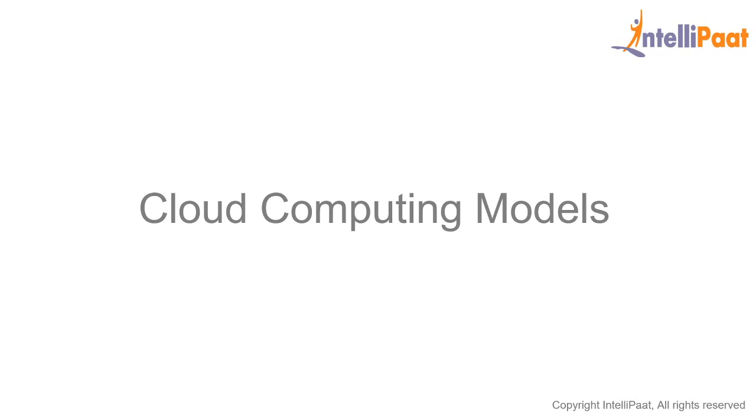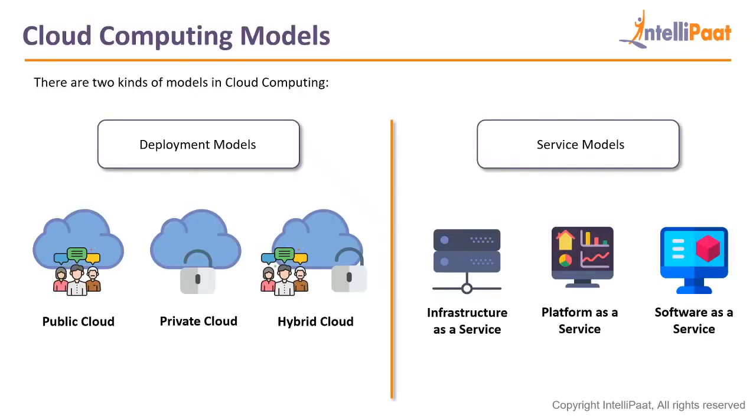So essentially, if you were to talk about the different types of models which exist in cloud computing, you have two kinds of models. The first model is the deployment model, and the second kind of models that you have in cloud are called service models, right? So what is the difference between the two?